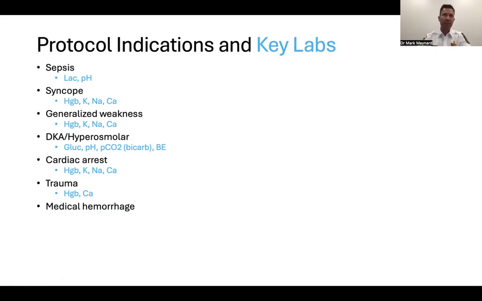This is your vaginal bleeding, your postpartum hemorrhage, your GI bleed, or maybe even a dialysis fistula that ruptured after treatment and they couldn't control the bleeding. And so medical hemorrhage, this would be somebody that we would want to check their hemoglobin. And then if we're giving blood transfusion, of course, check calcium levels because they may be getting low.